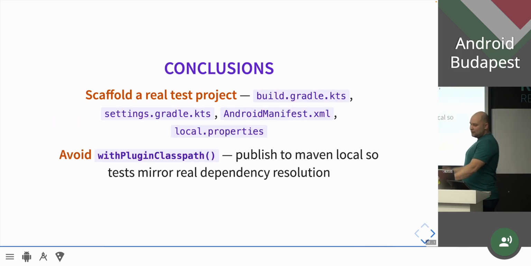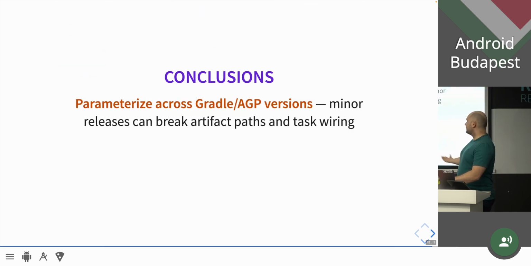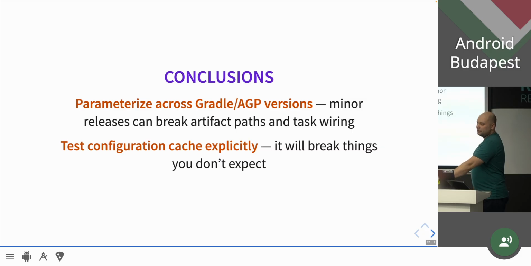As a conclusion, testing is not that hard. You simply scaffold a real test project. Well, not real in the sense of what you would expect, but those cases that you support from your plugin perspective. If you're publishing, avoid using the withPluginClasspath method, and parameterize across Gradle and Android Gradle plugin combos, because things can be very unpredictable, especially with such a frequent release cadence. And be a good citizen, also ensure that you test different features of Gradle, such as configuration cache.